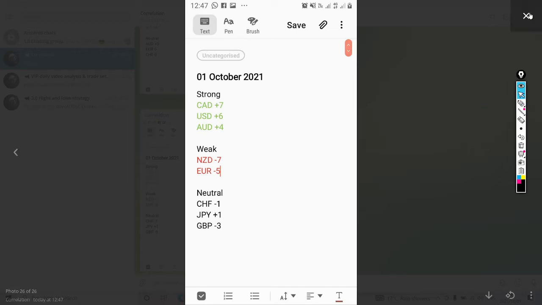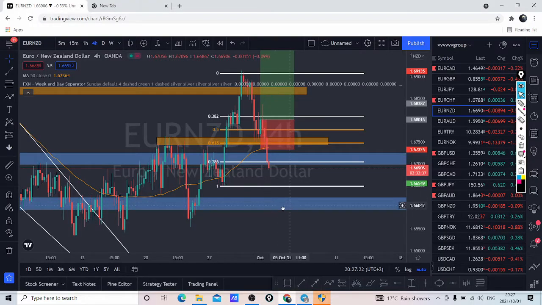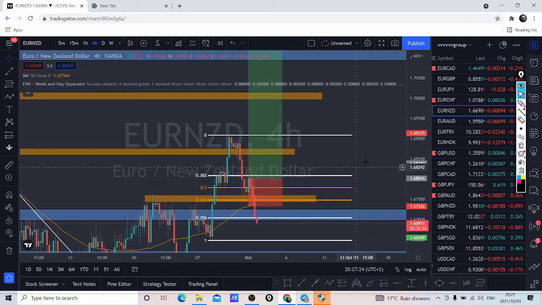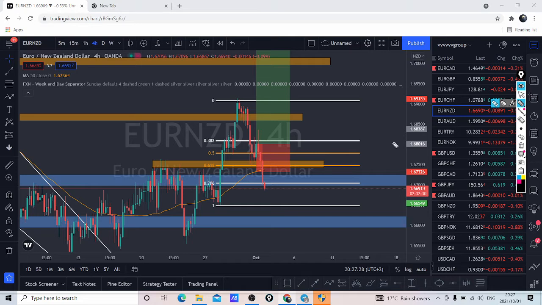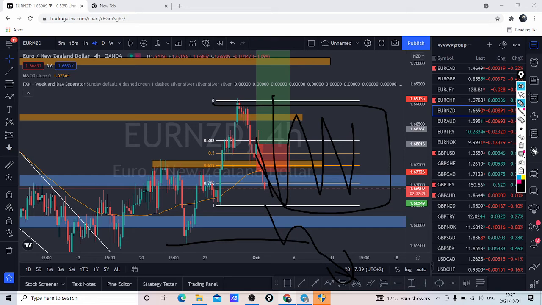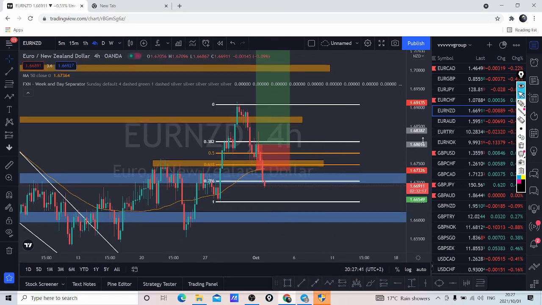So that's why this setup didn't work. The market is currently breaking, but it won't keep breaking and go down to make a new trend. It's going to continue making a range.